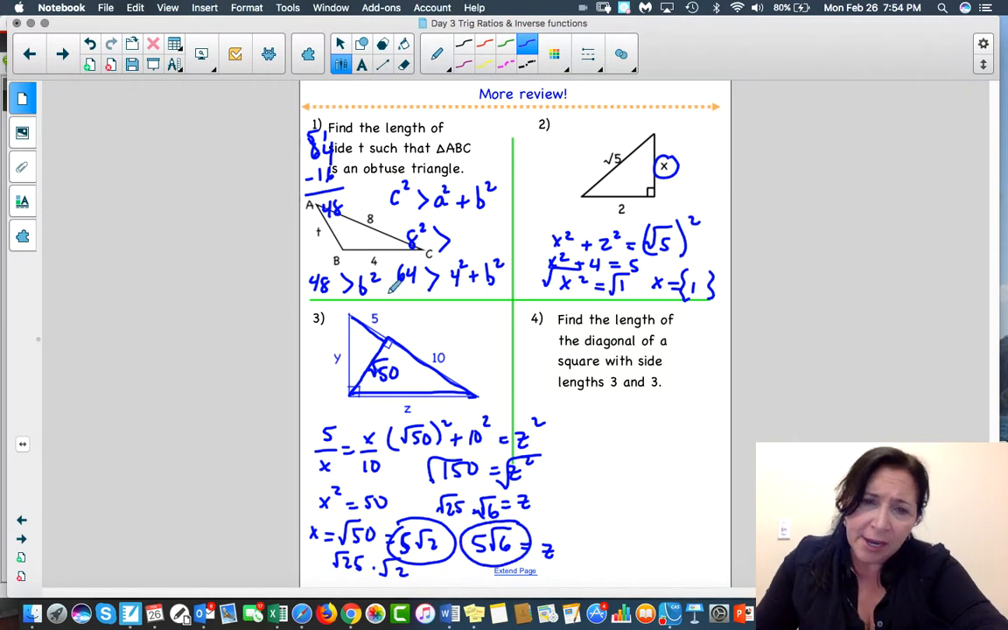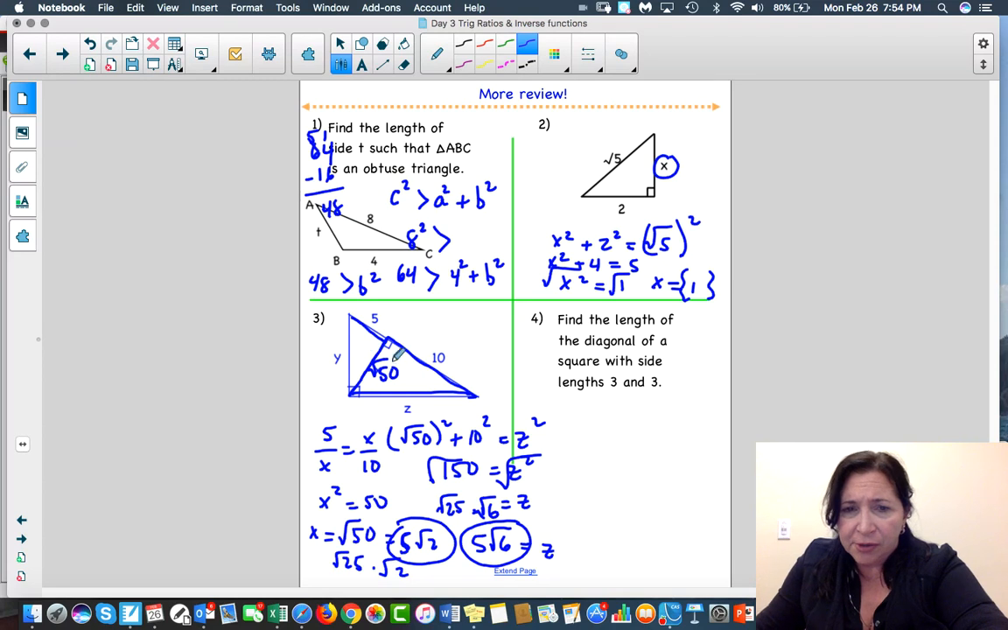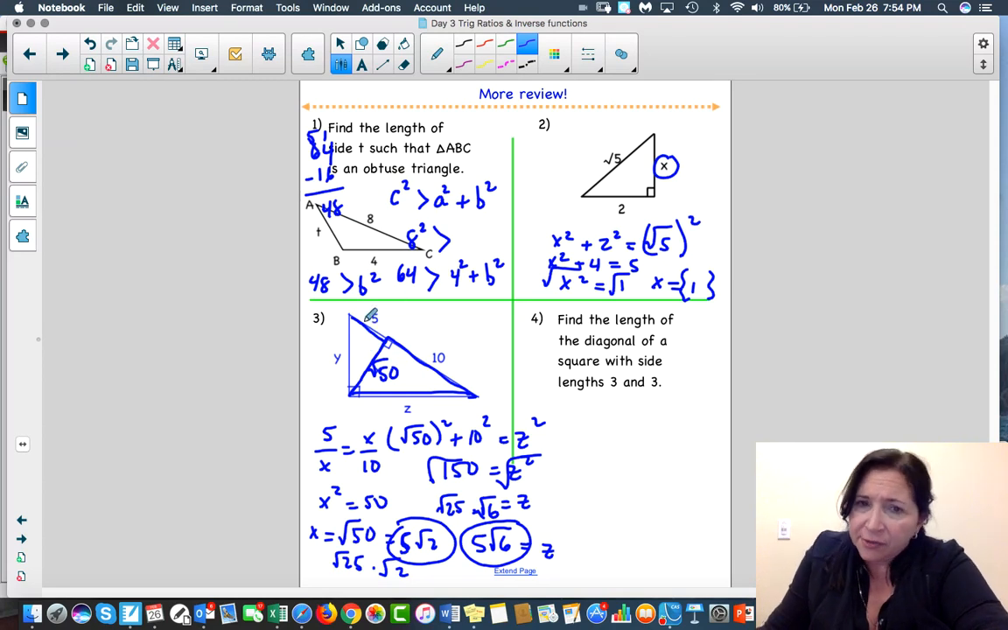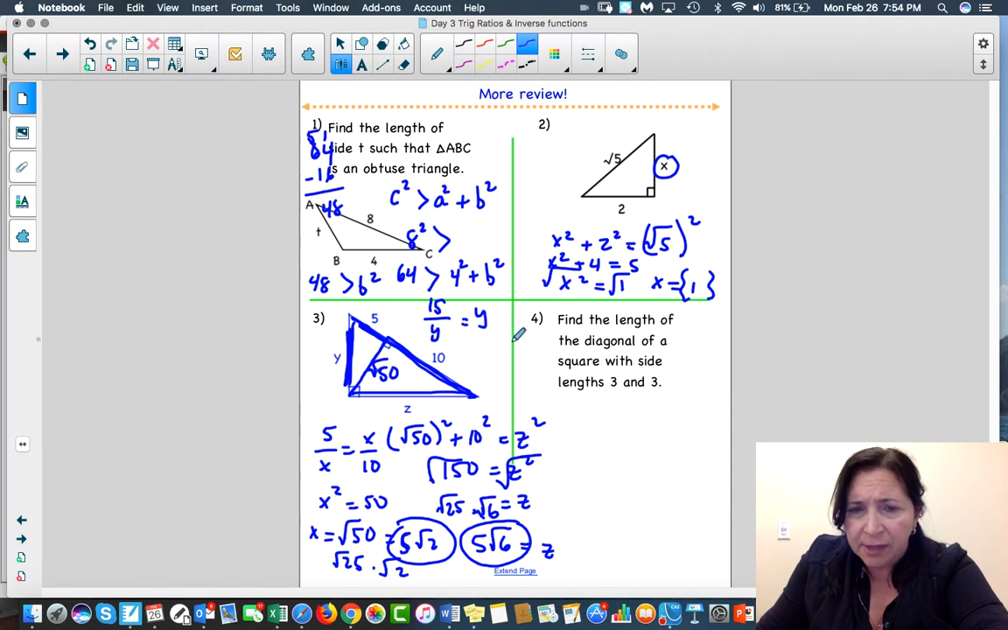And then for y, I could do the exact same thing and use Pythagorean theorem, or I could do a hypotenuse leg. I could say hypotenuse, which is 15, is to the leg y, as the hypotenuse y is to the leg, which is 5. So that's another option I could do. Either way, I would get the same answer.